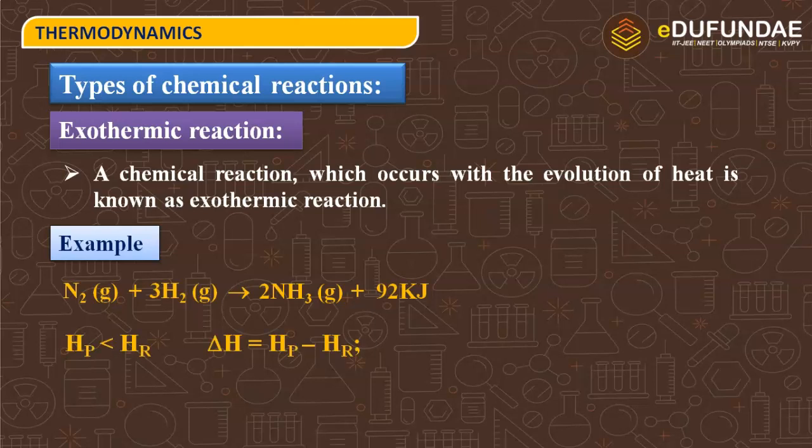In the case of exothermic reactions, the enthalpy of products is always smaller than the enthalpy of reactants. And in that case delta H is equal to HP minus HR. If HP is smaller than HR, then our delta H will be negative. So for exothermic reactions delta H is negative.